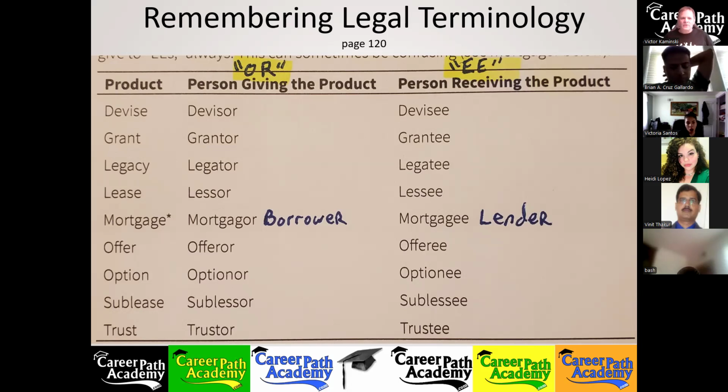So the lessor is the one who gives the lease. That's the landlord, the owner of the property, and the lessee is the one who receives that lease. Now, when it comes to a mortgage, you guys know what a mortgage is? Anybody here know what a mortgage is? You ever hear that term before? Yes. Yes. What is it?